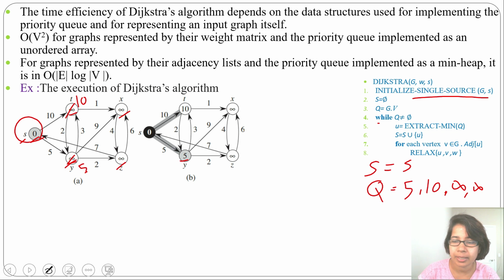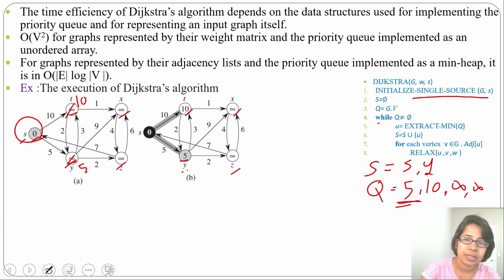Now from this we extract min, and the min is 5. The Y distance is 5, so we include Y in set S. Then for each vertex adjacent to Y, we relax. So Y's adjacent vertices are Z, then X, then T.